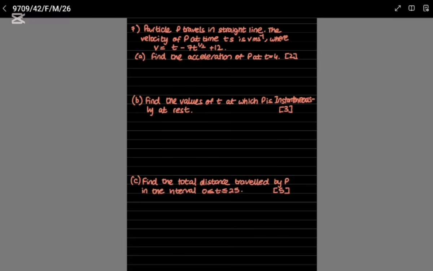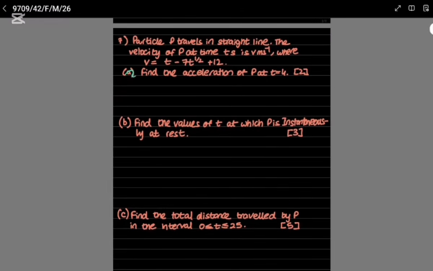All right, so question number 7. Particle P travels in a straight line. The velocity of P at time t seconds is v meters per second, where v is equal to blah blah blah. Part A. Find the acceleration of P at time t equal to 4.